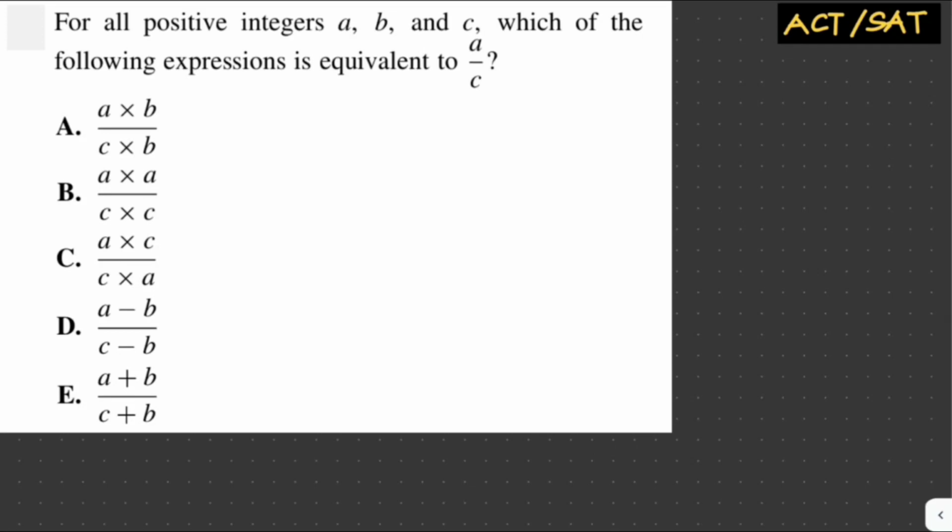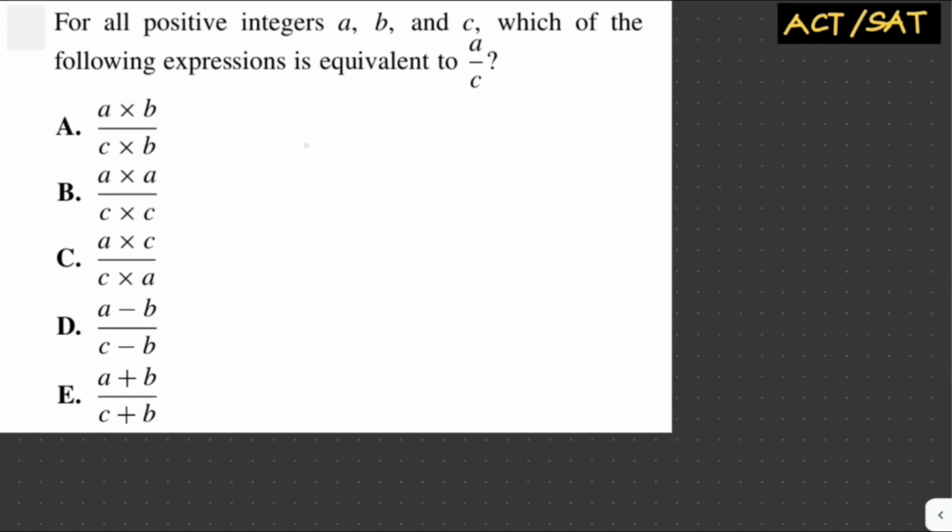For all positive integers a, b, and c, which of the following expressions is equivalent to a over c? Now, to find an equivalent expression for a over c here, we can either multiply or divide both the numerator and denominator by the same value. Because the question asks for all positive integers a, b, and c, and we are looking for an expression that is equivalent to a over c.